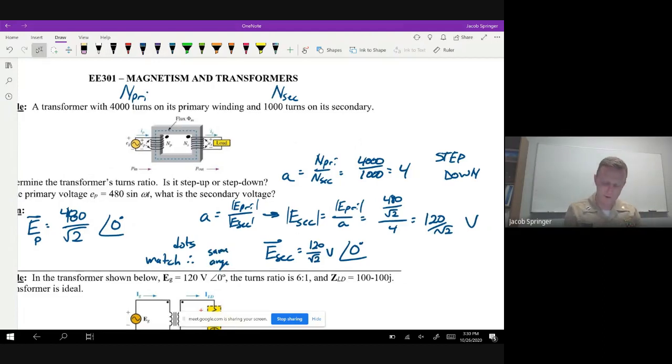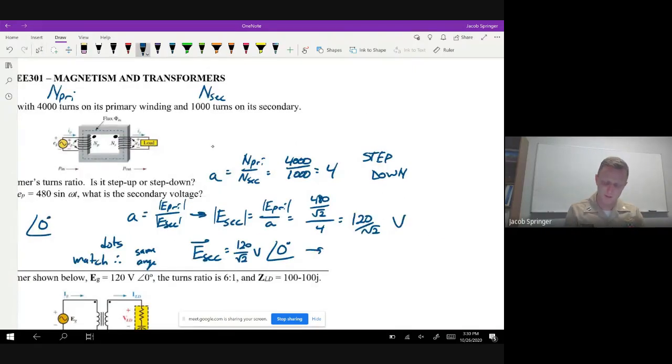Last step is if I was to turn it back into the time domain, then now I have E secondary would be equal to, I'll multiply by root 2 this time, 120 sine omega t. And it has no angle because it was still 0. And there's number 1.